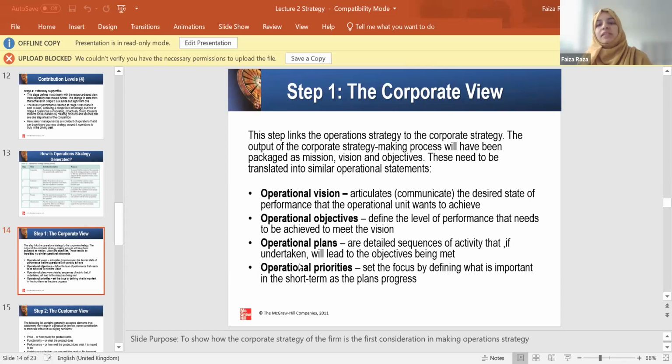Operational priorities set the focus by defining what is important in the short term as the plan progresses. If you have a project of producing 500 pens, you need to plan how you will make those final products, and how you can achieve that project in a limited time period.